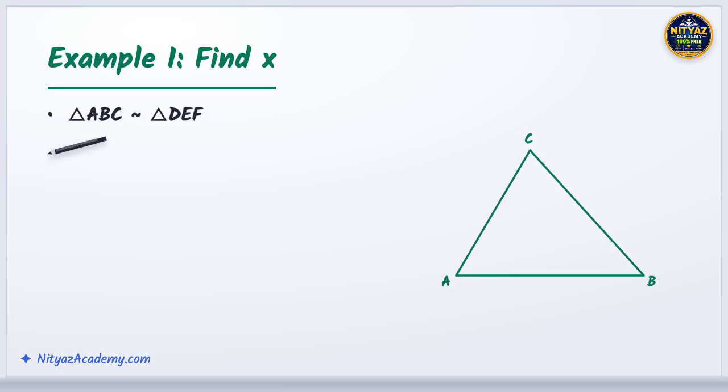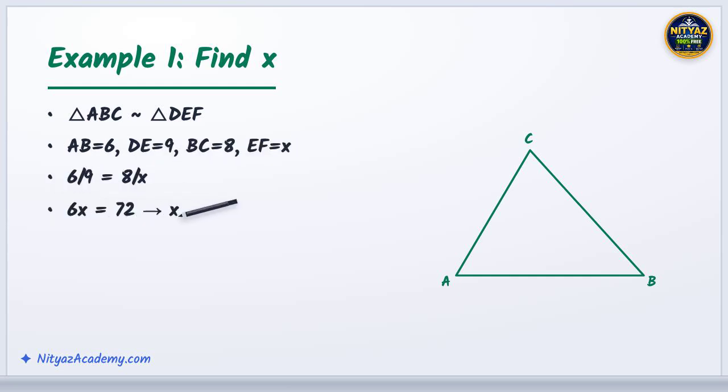Triangles ABC and DEF are similar. Side AB is 6 and matches DE, which is 9. Side BC is 8 and matches EF, our unknown x. Set up the proportion. 6 over 9 equals 8 over x. Cross multiply to get 6x equals 72. Divide by 6, and x is 12 units.